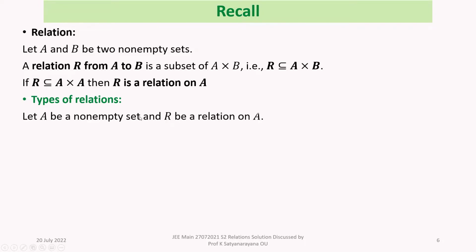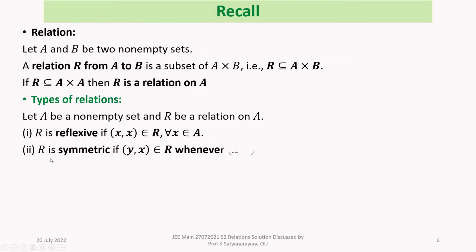Let A be a non-empty set, R be a relation on A. The first type: R is reflexive if the ordered pair (x, x) belongs to R for all x belonging to A. Second: R is symmetric if (y, x) belongs to R whenever (x, y) belongs to R, true for all x, y belonging to A. Read this carefully. Whenever (x, y) belongs to R, then (y, x) must belong to R. Then it is called symmetric.